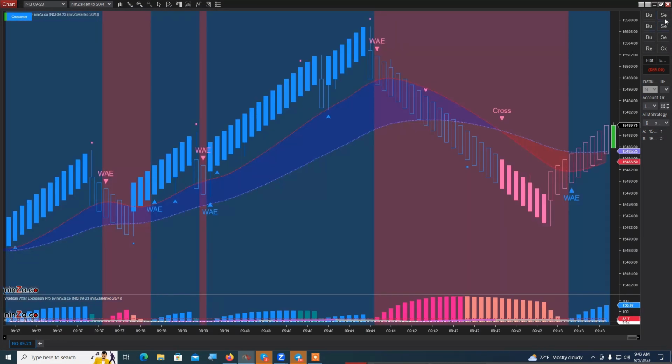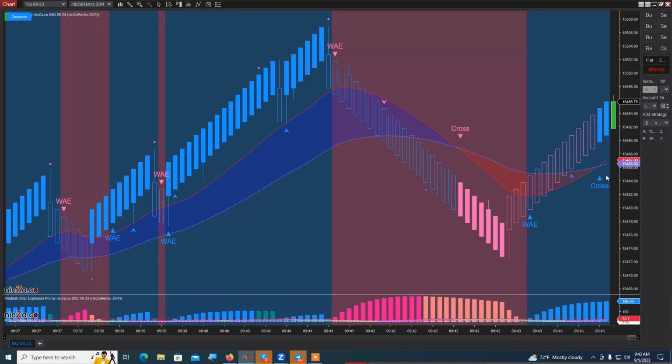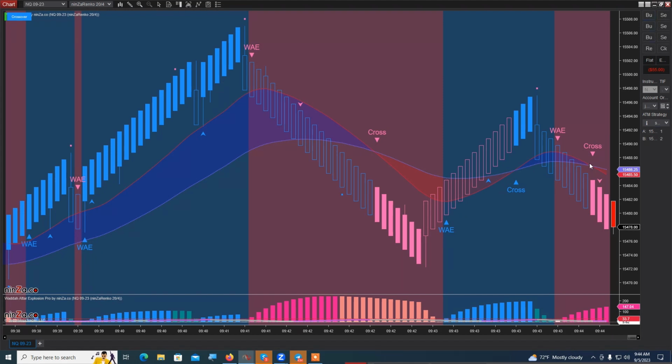Let's see, I'm looking for bearish now. This is a bullish signal, but the crossover so far is bearish. I am looking for bearish. Another crossover is bullish. All right, gonna be patient. Very choppy. So here's a crossover again to the downside. Order submitted. Let's see if they fill me.